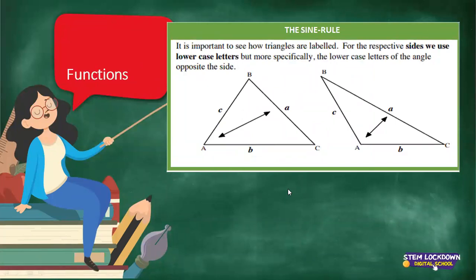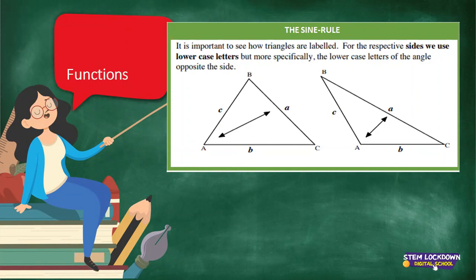Okay. Next. So far we have done a recap using right angle triangles. Now let's see other kinds of triangles that are not right angle. How do we find the sides? How do we find angles?